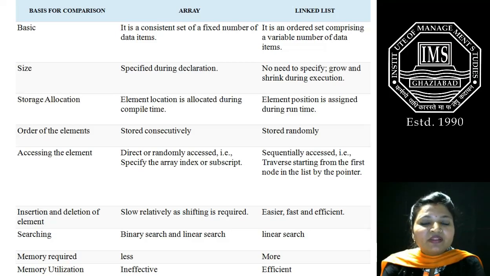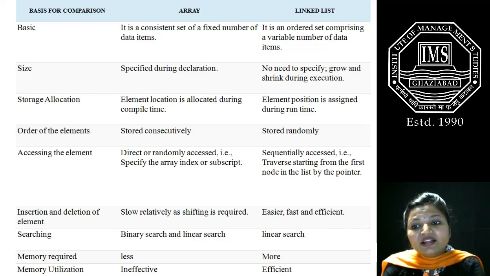Order of the elements. In an array, the elements are stored at consecutive memory locations. Meaning if we have an array of 20 elements, the memory allocated to all the 20 elements will be in a consecutive manner. If the base address of the first element is 1000, and the data type of the element is int, then the base address of the second element is 1002, 1004, 1006, since it is an array, so memory is stored consecutively.